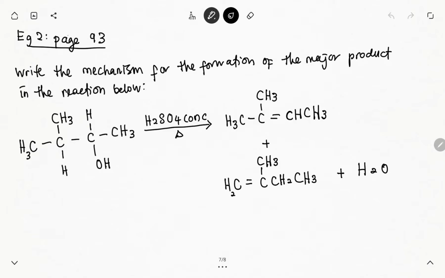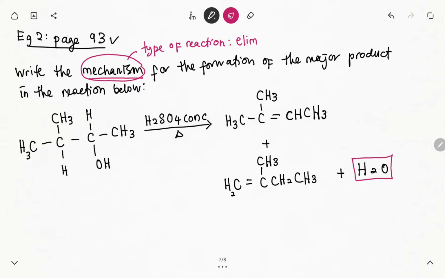Okay, how about example 2, page 93? The statement given also says to write the mechanism. So remember, if the term is mechanism, it must be related to the type of reaction. According to the equation given, we have a side product formed, which means the type of reaction is an elimination reaction.